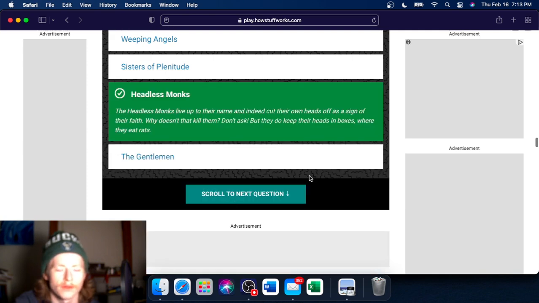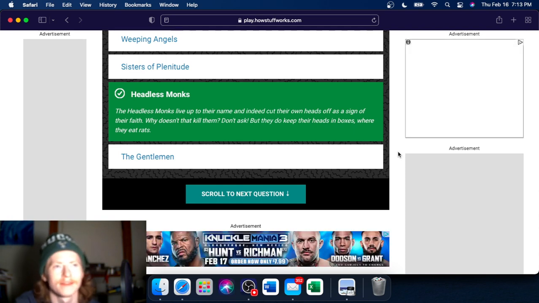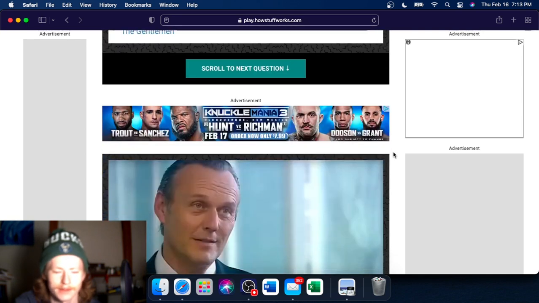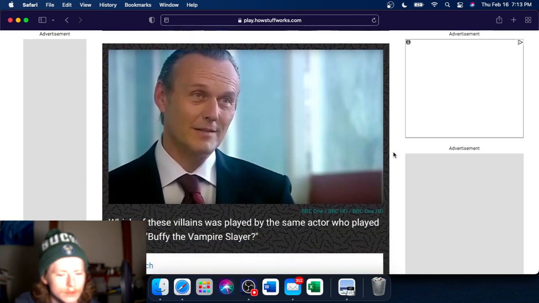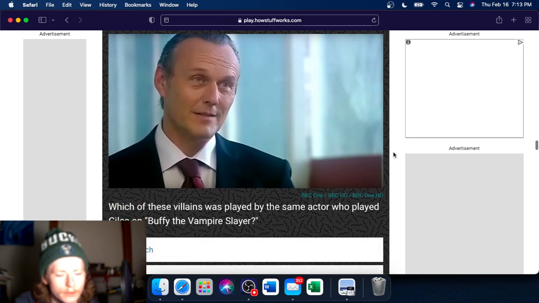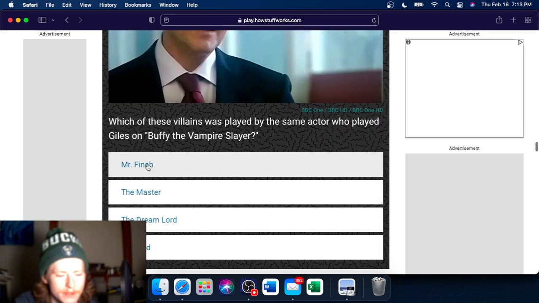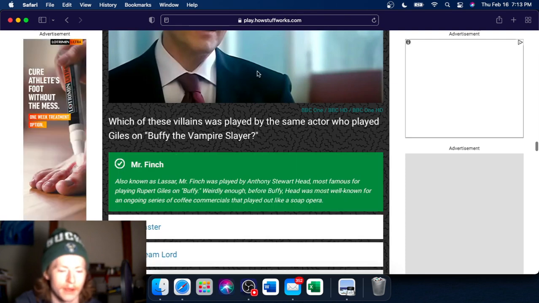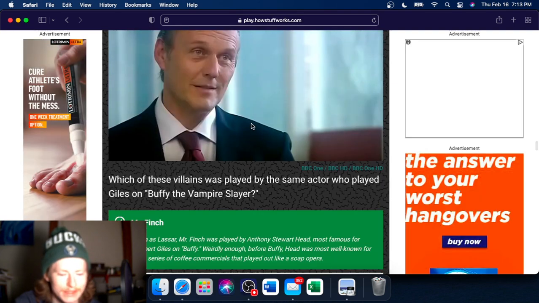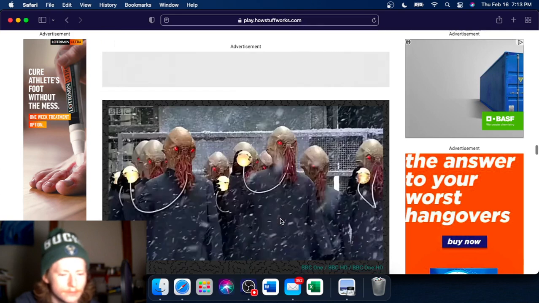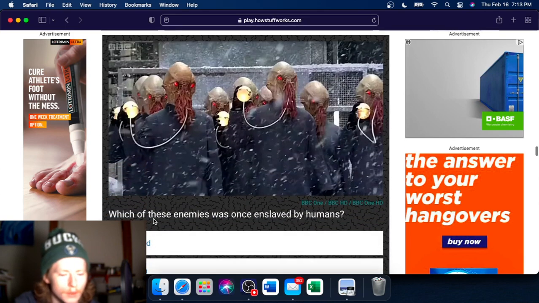What do they call him in the show? The thin one and the fat one. The thin, fat, gay, Anglican Marine. I can't remember what the exact title is. That is a dude. His name's Mr. Finch, because he's none of the other three. I probably wouldn't have gotten that one, actually. But I know that his species are called the Krillitanes. Which of these enemies were once enslaved by humans? Dude.